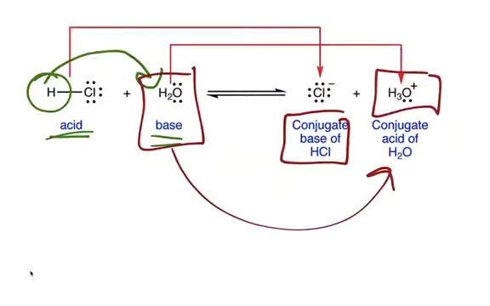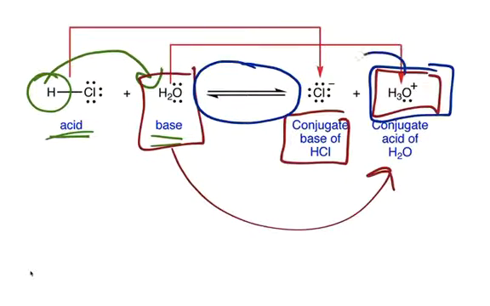So every acid, when it reacts, forms its conjugate base. Every base, when it reacts, forms its conjugate acid. And the other thing we'll see on a lot of acid-base reactions is this double arrow. The double arrow is telling us it's an equilibrium, that this reaction can go in either direction. So sometimes hydronium can be the acid. It can donate its hydrogen to the chloride ion, and it can form water and hydrochloric acid. Now, hydrochloric acid is a very, very strong acid.